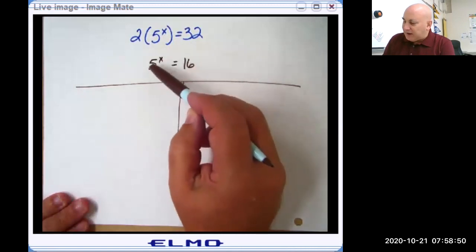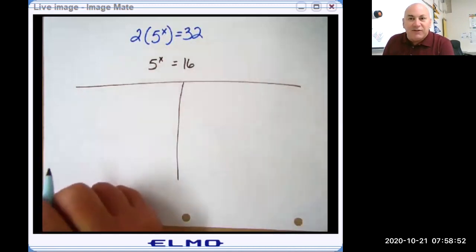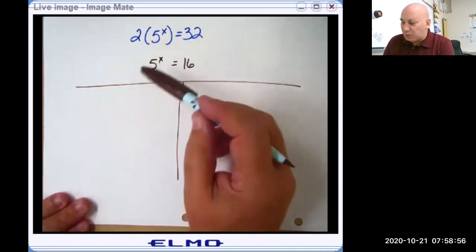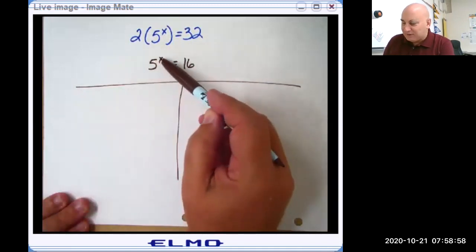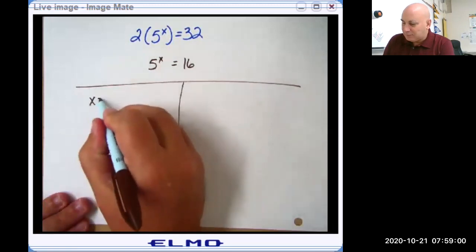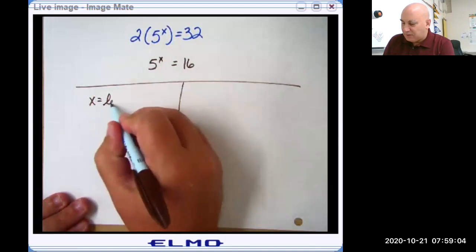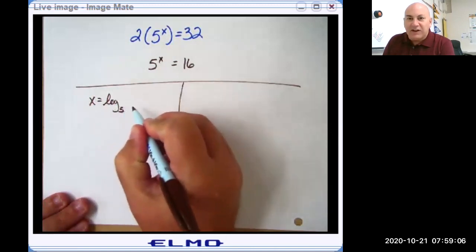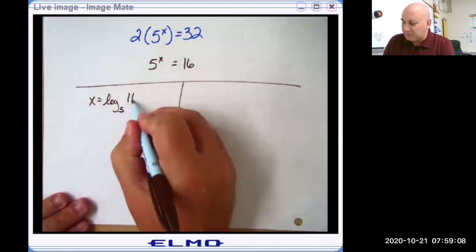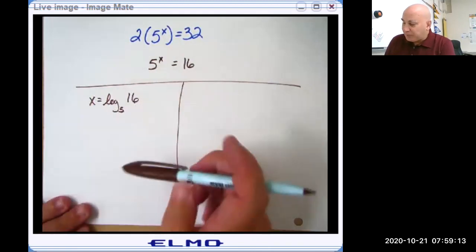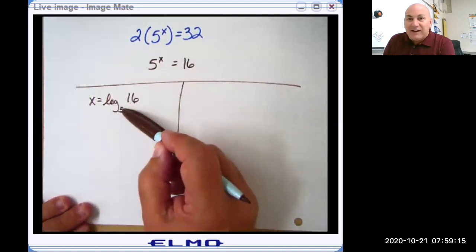X is the exponent of 5 that gives me 16. Let's go through that again. Listen to the words. X is the exponent of 5 that gives me 16. That's pretty handy. My handy dandy calculator won't do log base 5.